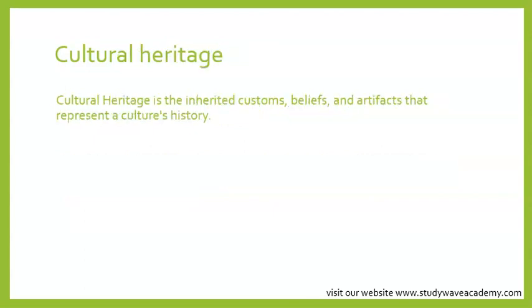Now let's look at cultural heritage. Cultural heritage is the inherited customs, beliefs, and artifacts that represent a culture's history. Do you understand? Cultural heritage is like a group's treasure chest of history and identity. It includes the customs, artifacts, stories, and practices passed down through generations. It's what makes a community unique and connects its past with the present. Do you understand?